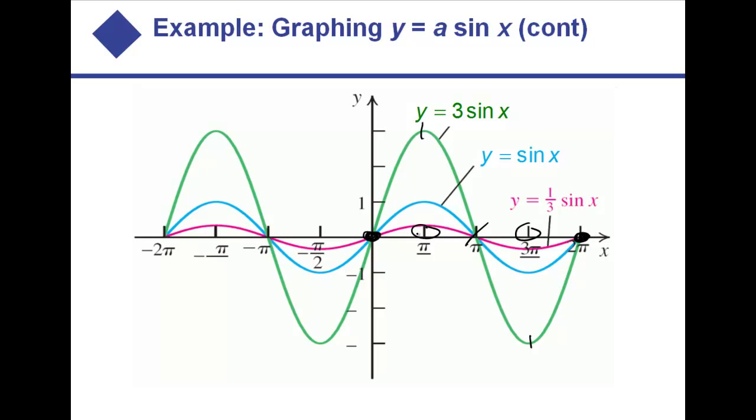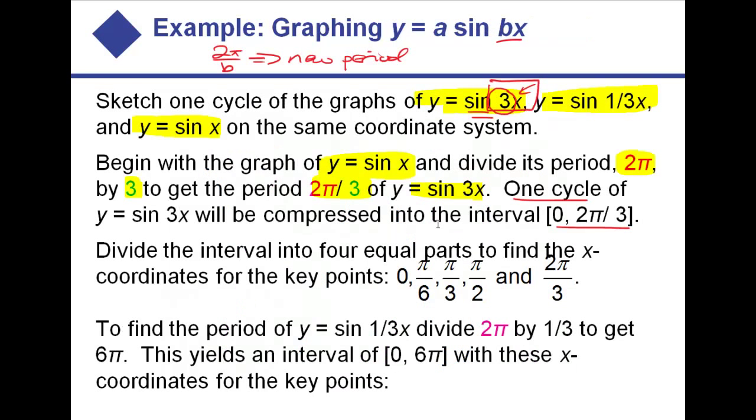So you see how we've got 1, 2, 3, 4 pieces, right? We cut it in half and we get where it hits 0. Cut each of those in half and we get the max and mins. So you always want to take these functions and think of them in 4 pieces. Take our period of 0 to 2 pi over 3 and cut it into 4 pieces. Divide it up into 4 equal parts.